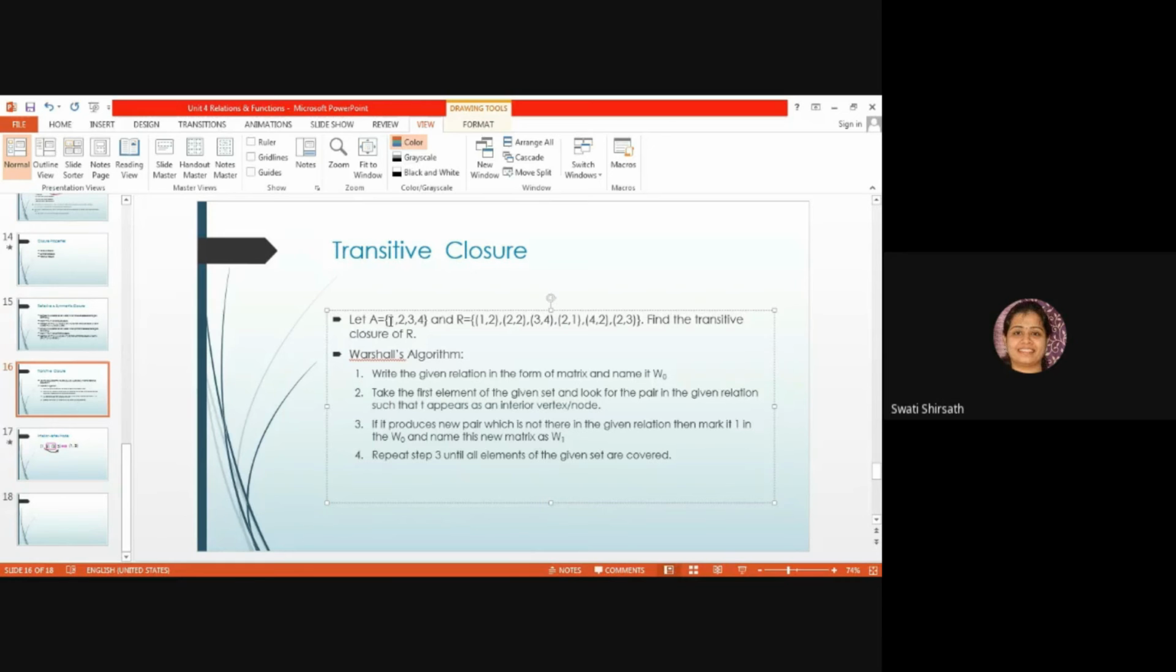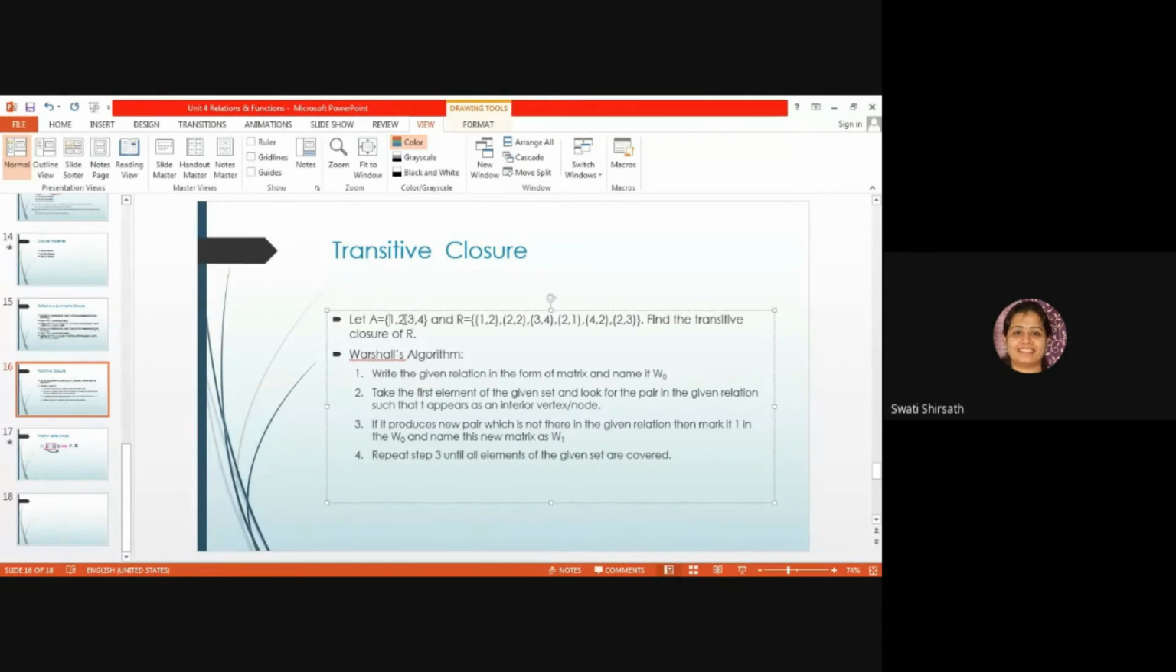So which new pair is it forming? 2, 2. Is it there? Yes. So you will say W0 is equal to W1. So you must have written like this: 1 comma 1 comma 2 is giving us 2 comma 2. Have you written it like this? We say W0 is equal to W1. Now the next step is we'll check for vertex 2.